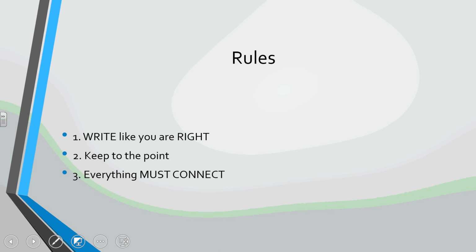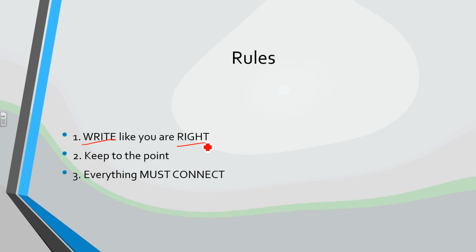There are 3 rules for writing for social studies. The first one is you need to write like you are right. And that is my favorite rule ever. Write like you are right. The key to writing for social studies is to use statements that put you in a place of authority. You need to write as if you cannot be incorrect. So you want to avoid phrases like maybe, or sort of, or kind of.